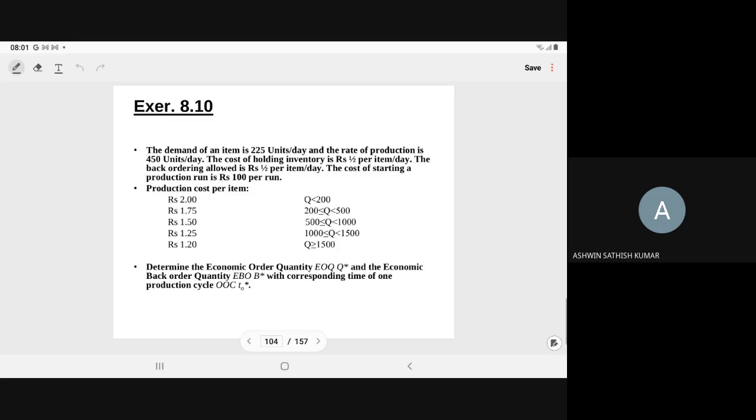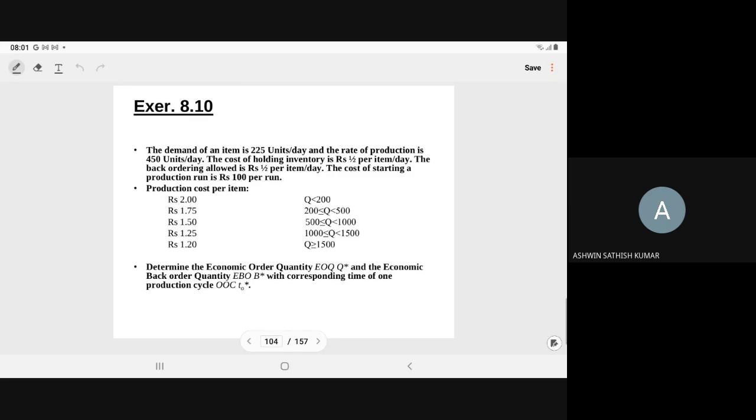Presently we are studying the inventory model. In that, we are studying model fifth, which means the inventory control with price discount. In continuation of that, we have this problem.